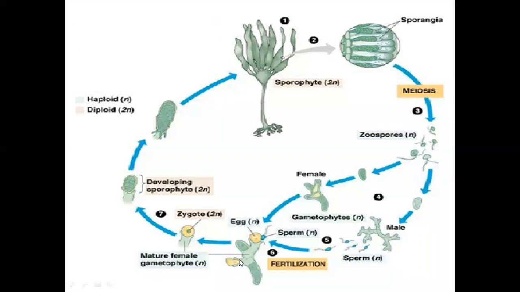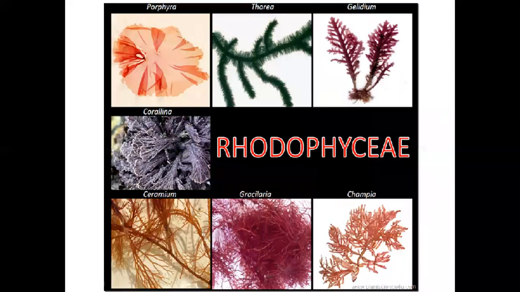When these gametes are fusing with each other, that means fertilization is occurring. After fertilization, zygote is formed. Here zygote is 2n. After zygote is formed, it is developing into sporophyte. Here the sporophyte is 2n. Okay, clear? Now coming to the next part, which is rhodophyte.